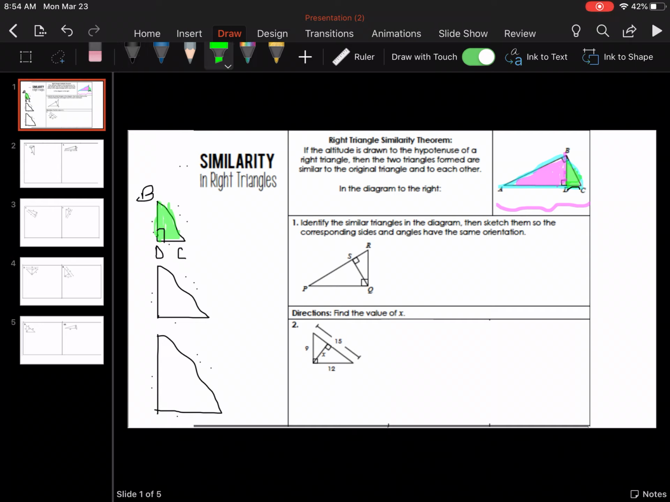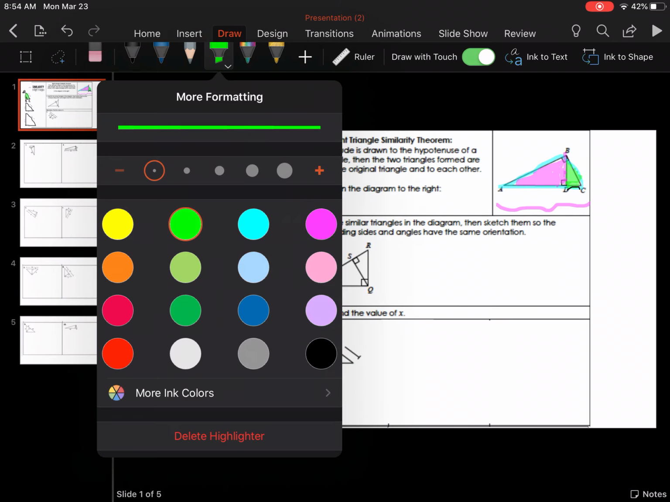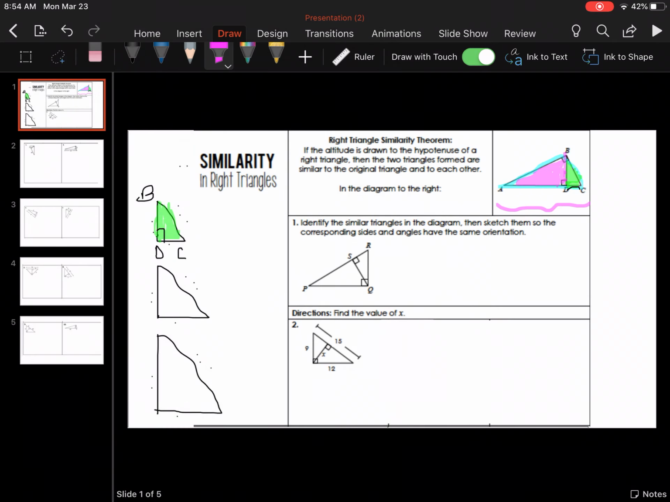Okay, now let's look at the pink triangle. This is going to be the pink triangle. Look for that right angle. And then look for the little leg. So there's the right angle of the pink. And the little leg there is BD, D being the right angle. So this would have to be D, and this would be B, which means the tip then would be A.